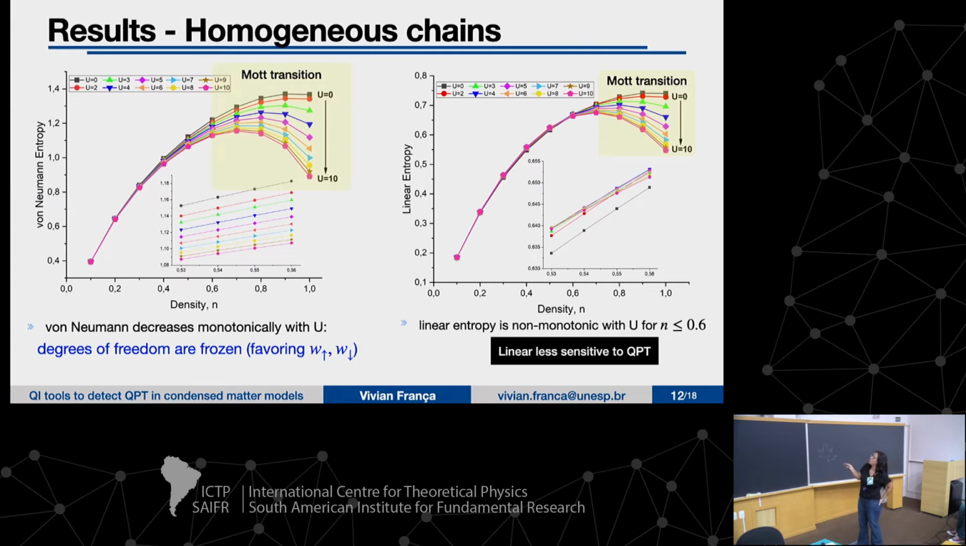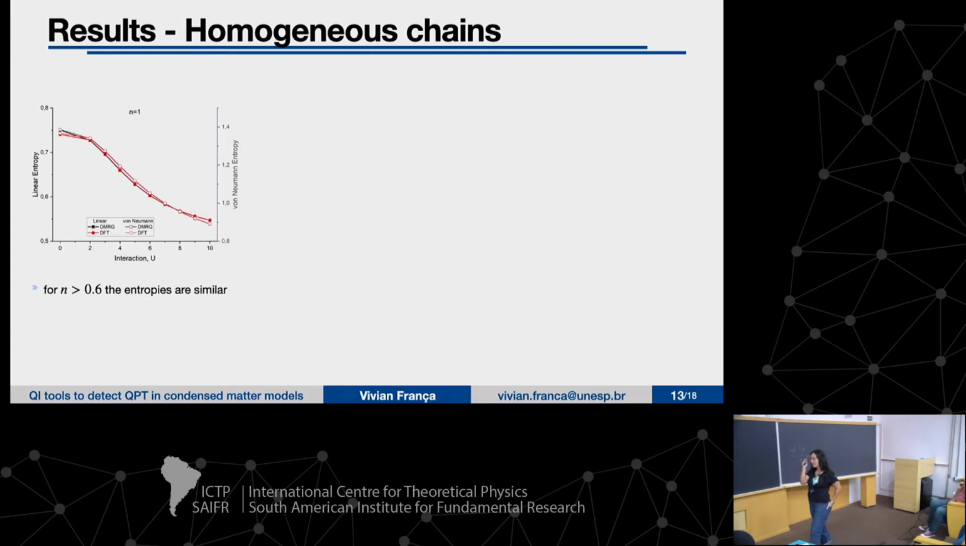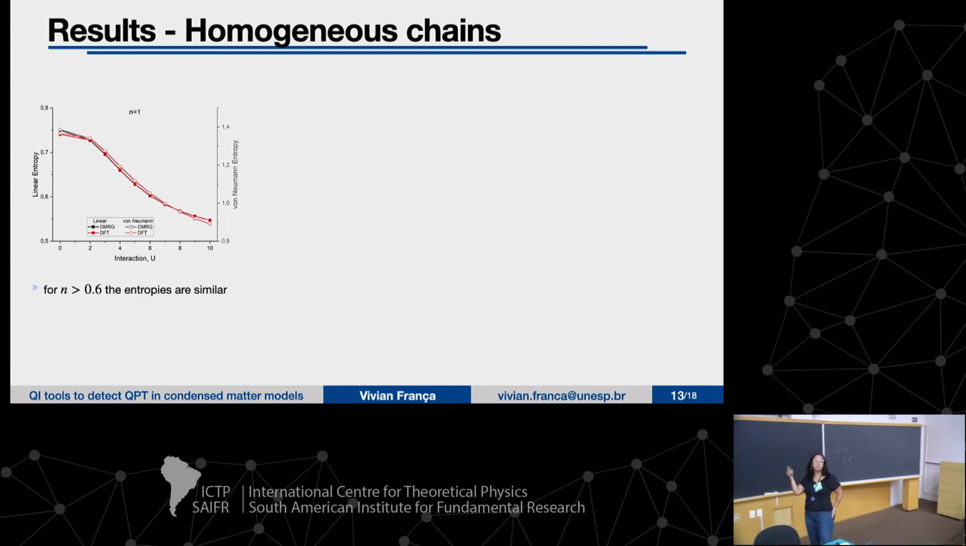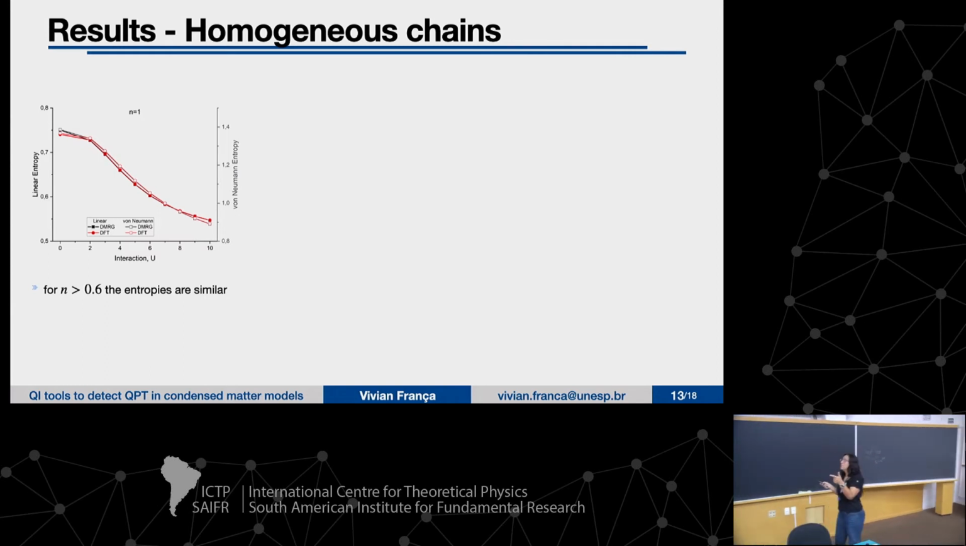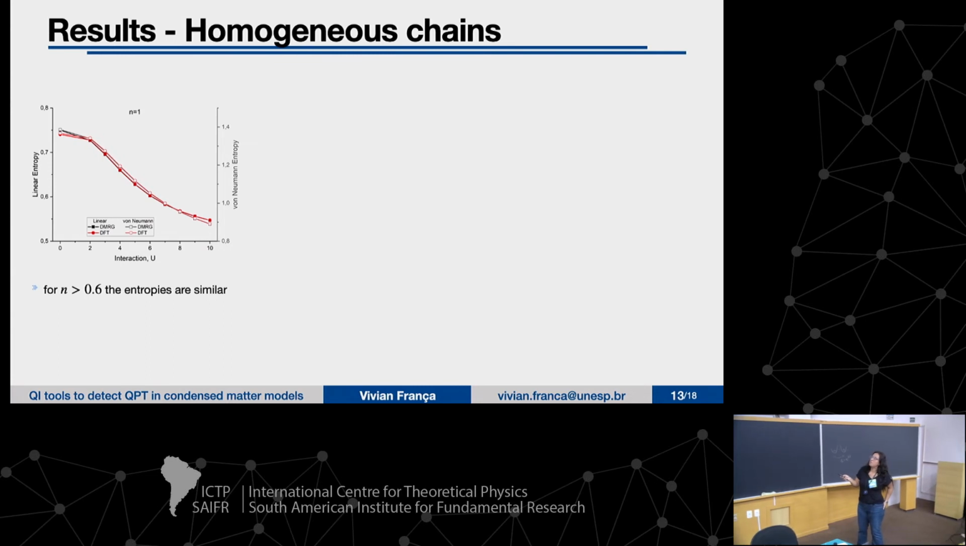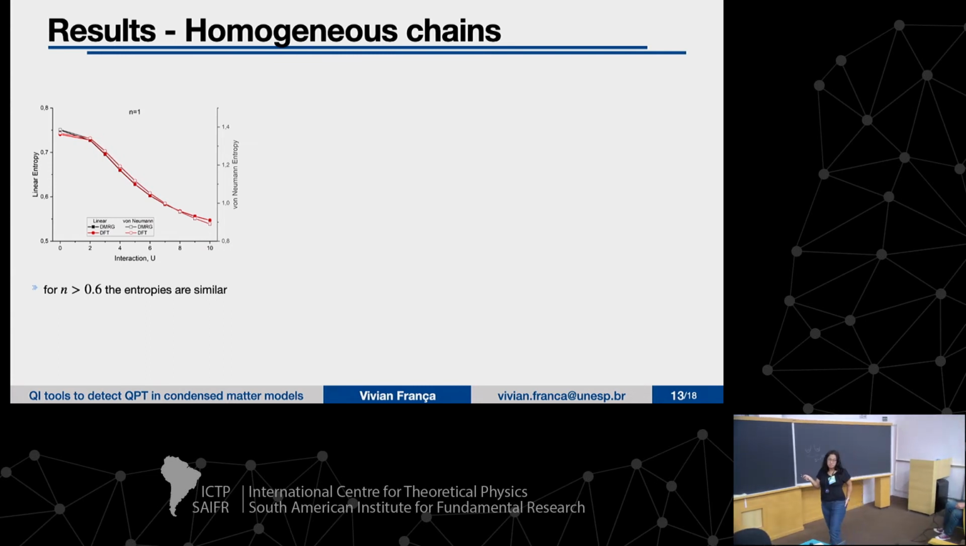And to take a closer look at this system, we now vary the interaction for fixed densities. So in those strong density regimes, n equal to 1, we see a very nice mapping between the two quantities. Here I have linear, I have von Neumann, and just in case, I'm also plugging in DMRG data to make sure it's not something from DFT, okay? And we see they behave well. They have different scales, of course, but the behavior is there.